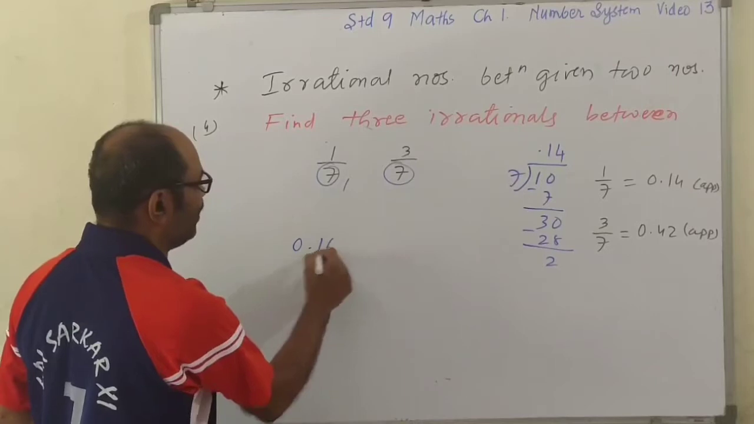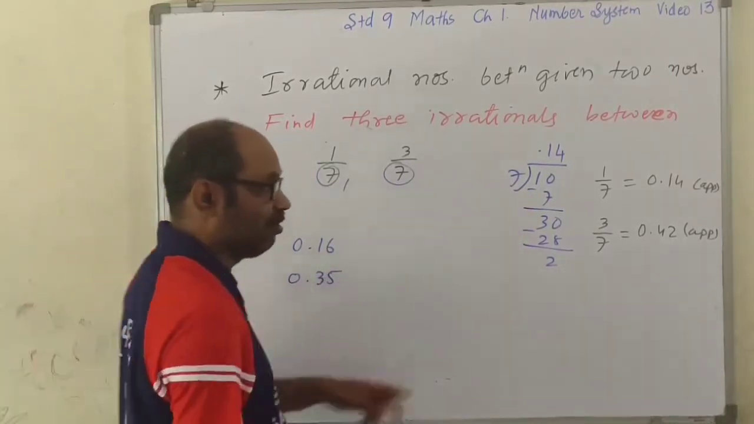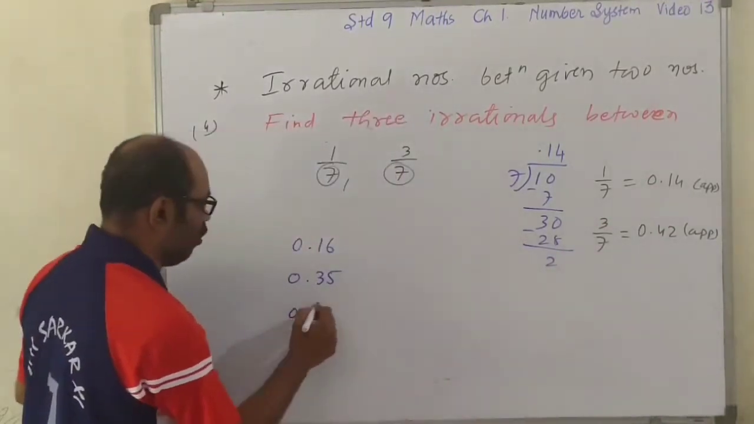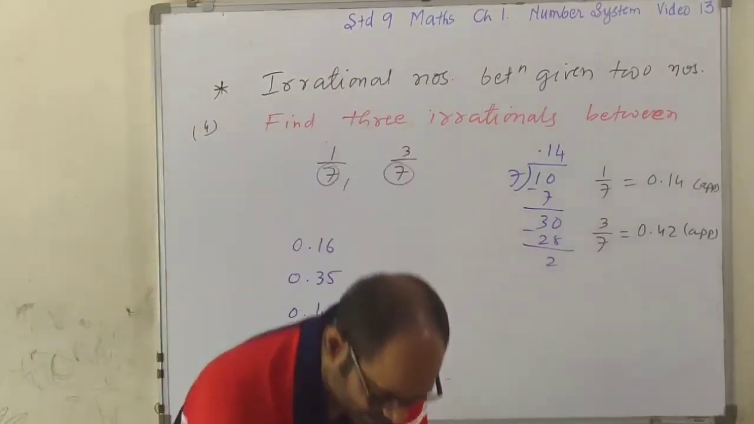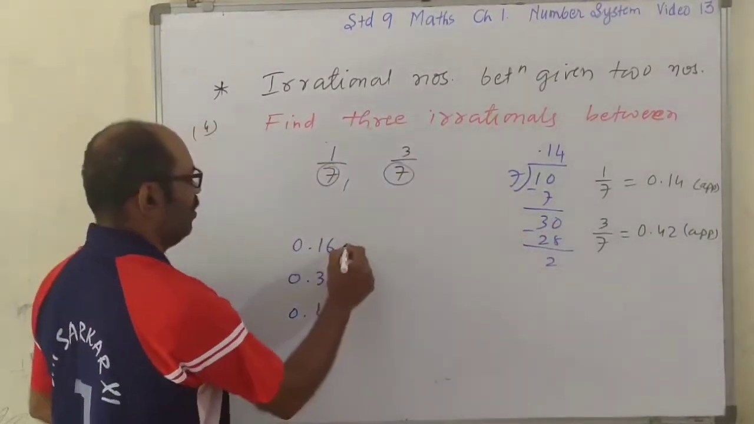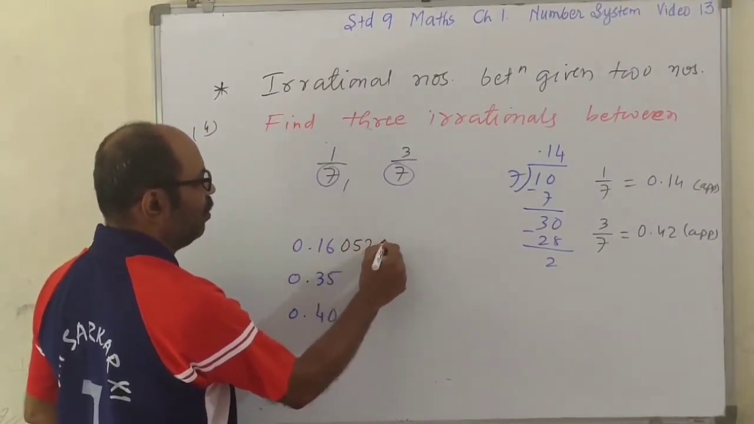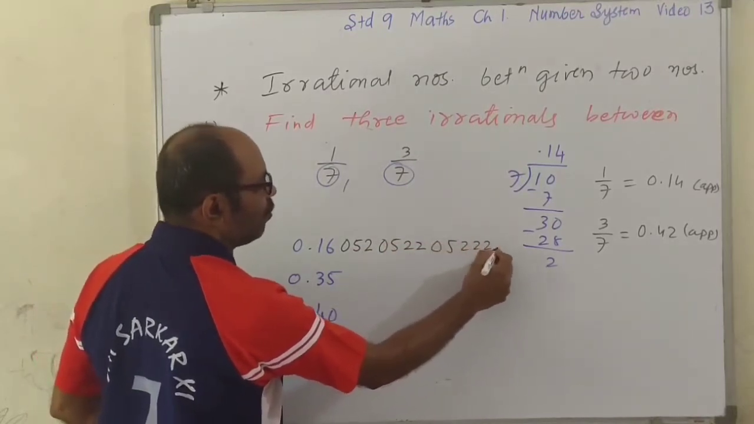Okay, 0.16 I took one. 0.35 I took. Yes, it is between 0.14 and 0.42. And I am taking 0.40, which is also between 0.14 and 0.42. Clear? Then I can put anything: 0.52, 0.522, 0.5222 dot dot dot.